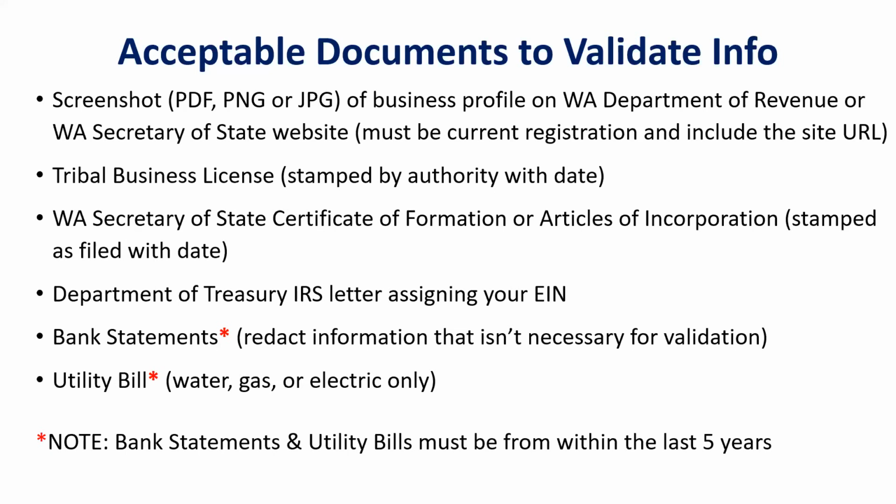Department of Treasury IRS letter that assigns your client their EIN. Bank statements, they can cross out and redact information that isn't necessary for validation. So they would just keep the name and address portion of their bank statements. Same with their utility bill, water, gas, or electric. For any bank statements or utility bills, they must be within the last 5 years. So they have to be current when submitting that information. And if they submit this, they will usually hear back from FSD within 1 to 3 days.